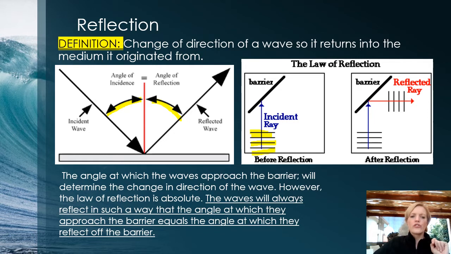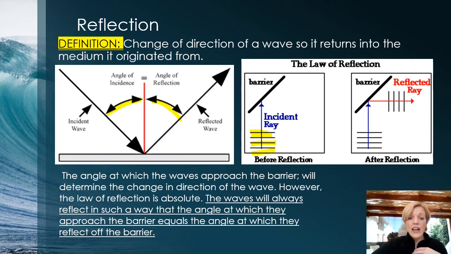Okay, so at the bottom of the slide, we've said the angle at which the waves approach the barrier will determine the change in the direction of the wave. However, the law of reflection is absolute. What does that mean? That it's never changed. It doesn't matter how that barrier is sitting. The waves will always reflect in such a way that the angle at which they approach the barrier equals the angle at which they reflect off the barrier. Okay, so I hope this makes sense.